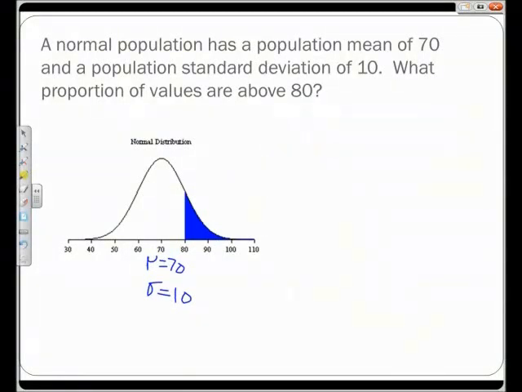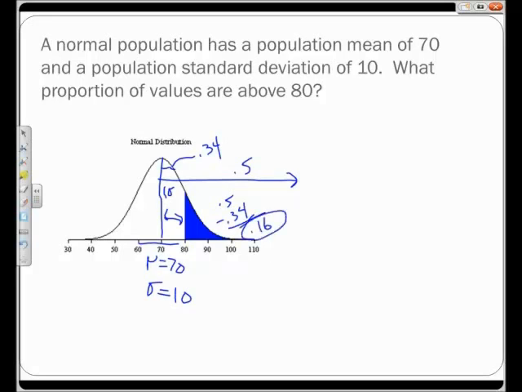So the first step is from the mean to this point. Between 70 and 80, that's 1 standard deviation. Remember, if we had gone in both directions, from here to here, we would have had 0.68, but we only went in one direction. So this area in here is 0.34. We also know the probability that we're from the mean up is 0.5. So then this area in the tail has to be the difference between those, or 0.16.